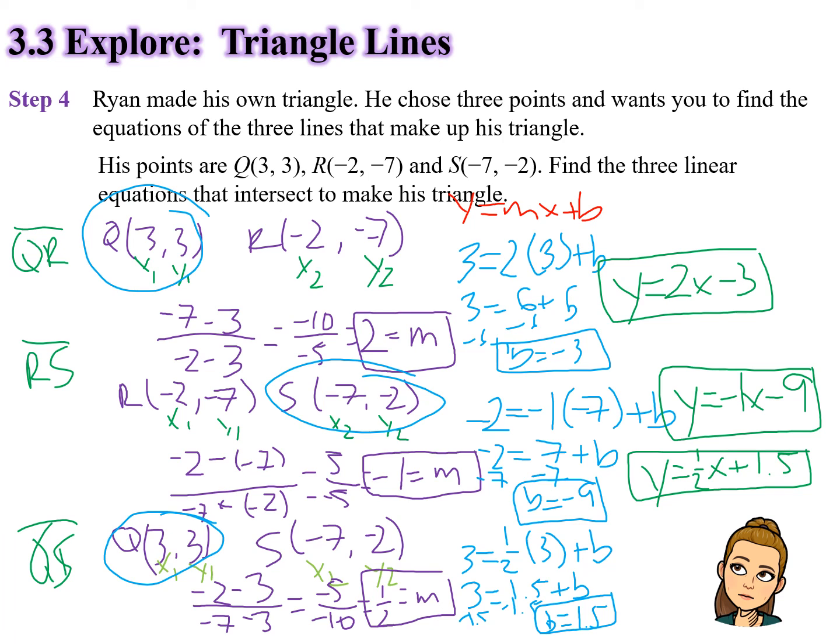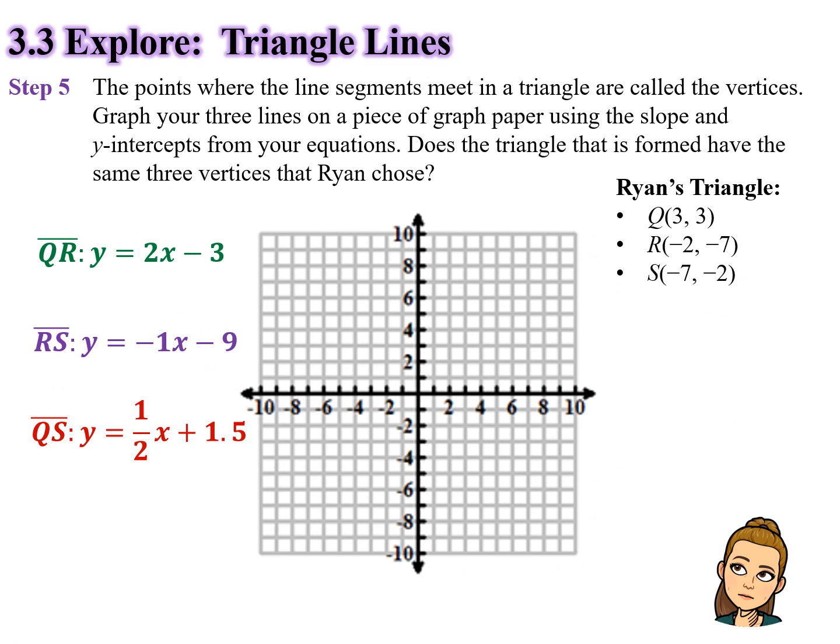Now in step 5, I want to graph those lines. The points where the line segments meet in a triangle are called vertices. Graph your 3 lines using the slope and y-intercepts from your equation. Does the triangle that is formed have the same 3 vertices that Ryan chose? So if I look at this here, I just rewrote my equations of my lines: y equals 2x minus 3, y equals negative 1x minus 9, and y equals 1/2 x plus 1.5.